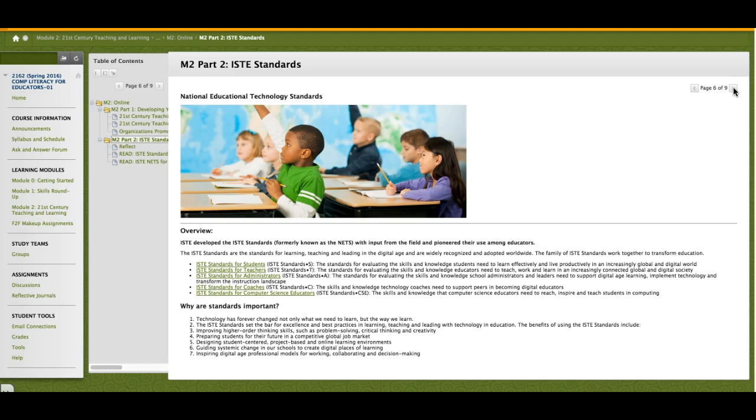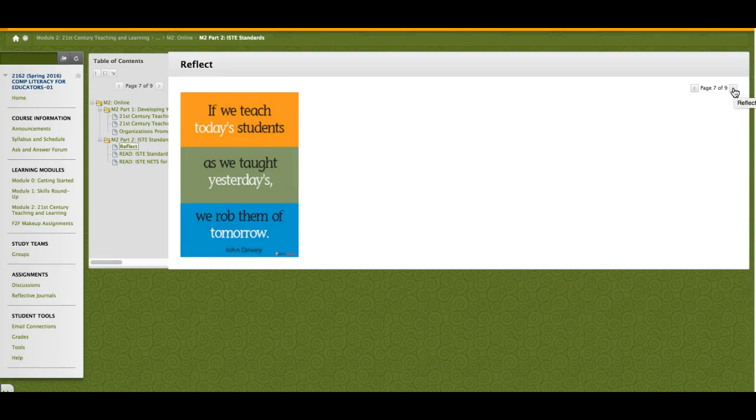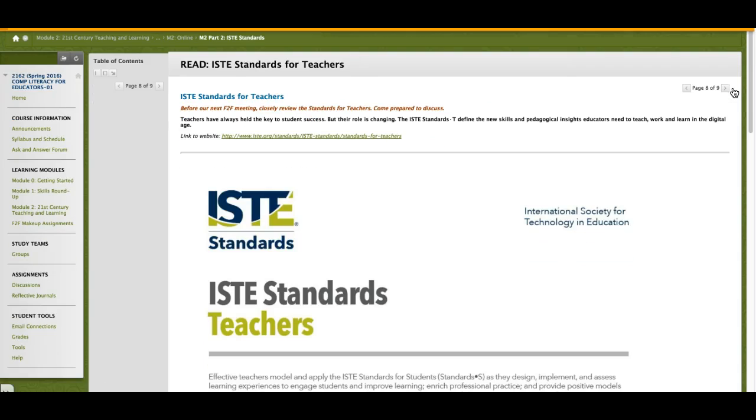So if we move on to the next page, I want you to reflect first on this particular quote. If we teach today's students as we taught yesterday's, we rob them of tomorrow. And we'll discuss this more when we meet face to face. Then the next two sections is just reading the standards. The first set is the standards for teachers.